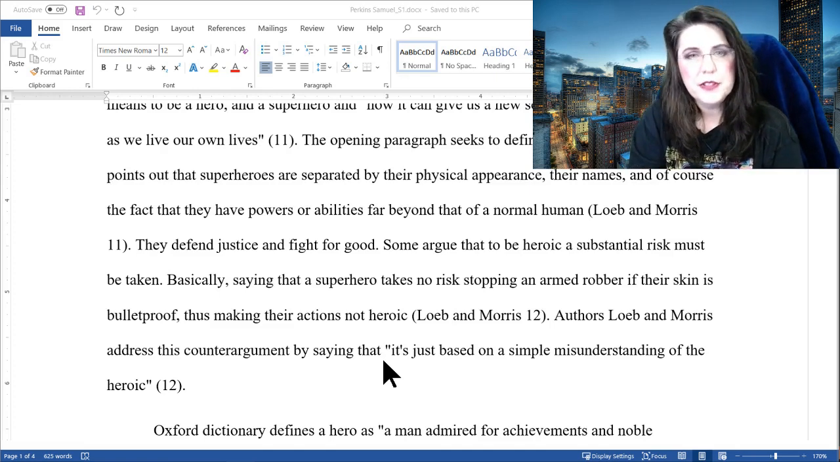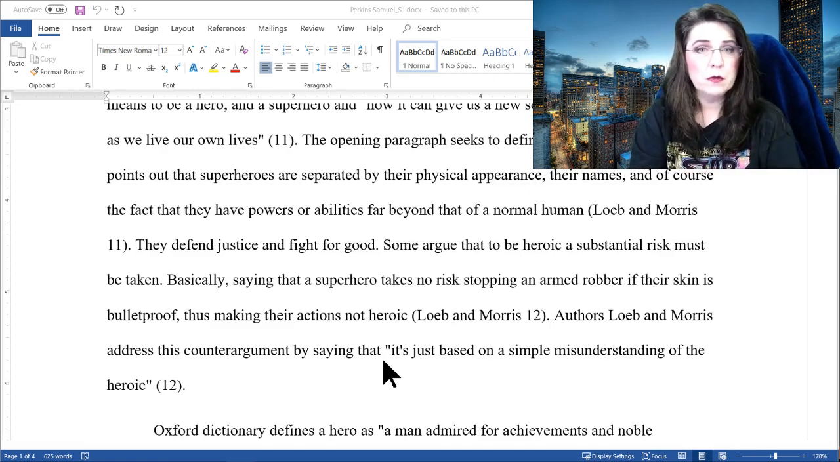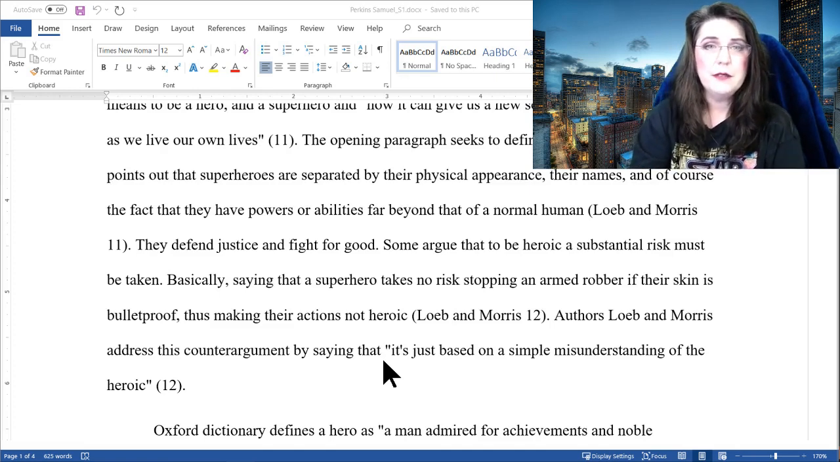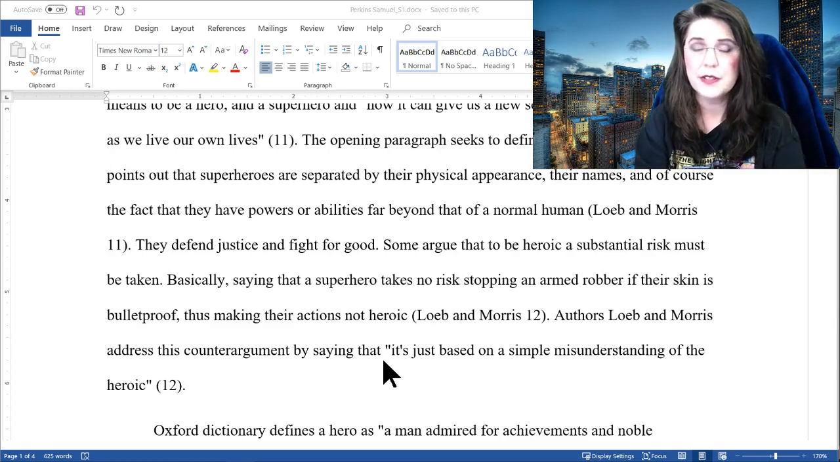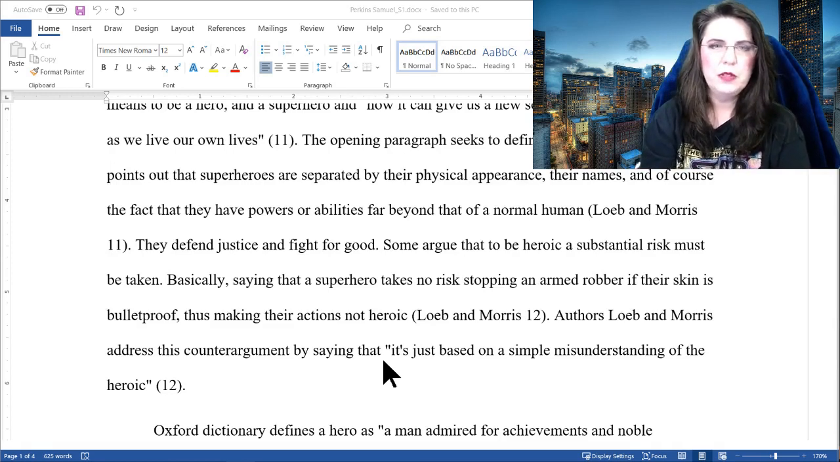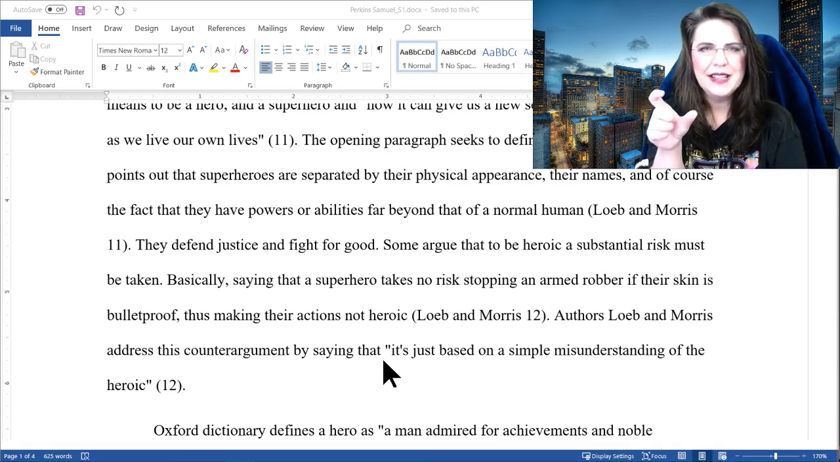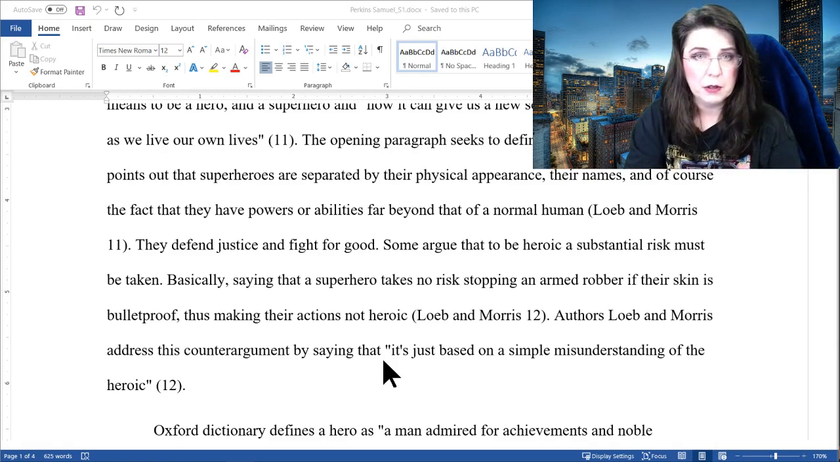Now, Mr. Perkins did something that is well done here. Instead of using a full sentence as a quote to demonstrate that he understands this text, he uses a quote nugget, and it's the last few words of the paragraph. "It's just based on a simple misunderstanding of the heroic." This is a job well done.